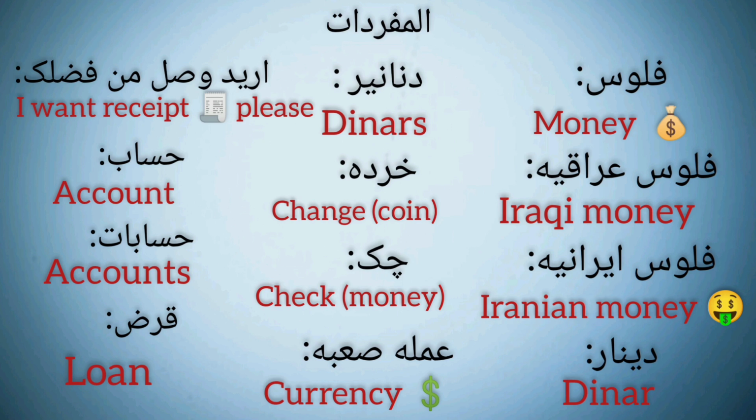المفردات. The first word is فلوس. فلوس basically means money. For example, فلوس عراقية, Iraqi money. Or فلوس إيرانية, Iranian money. دينار. دنانير is a plural, and it means dinars.